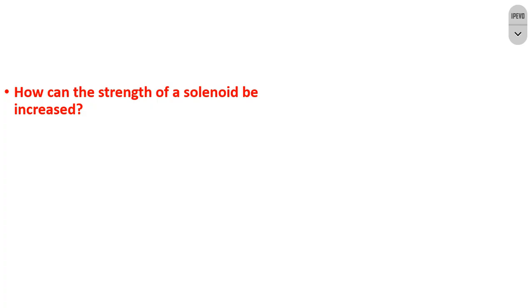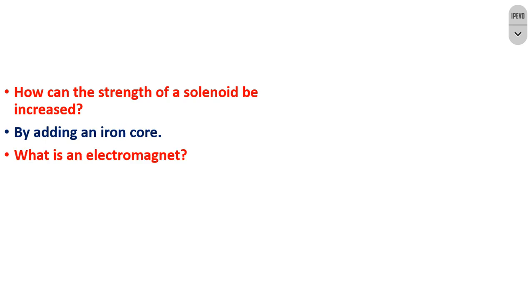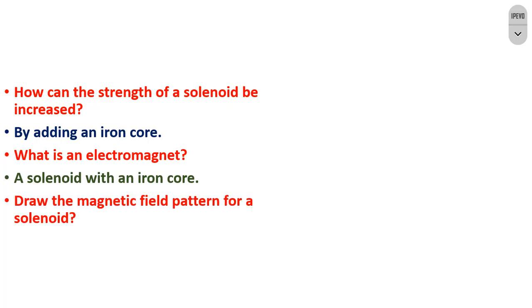How can the strength of the solenoid be increased? The strength of the solenoid can be increased by adding an iron core. What is an electromagnet? A solenoid with an iron core.